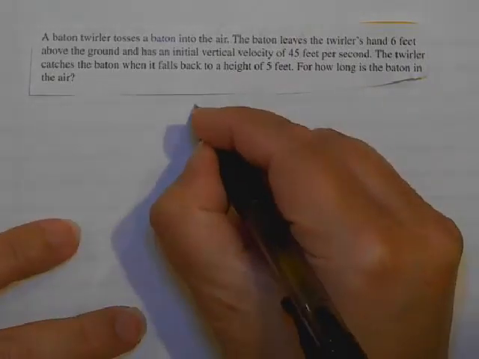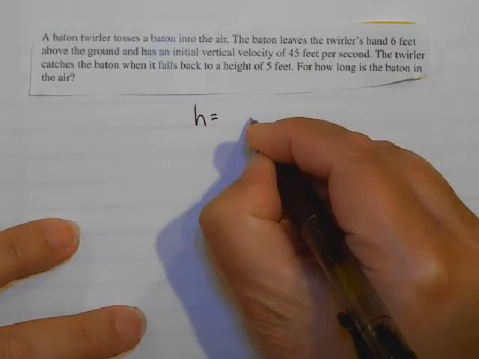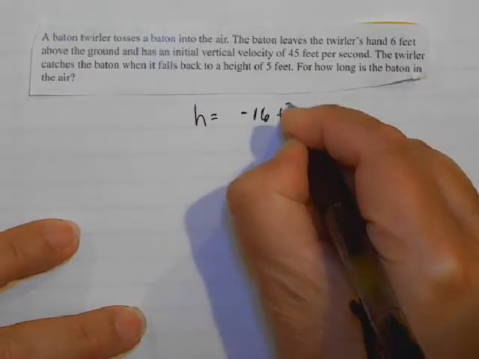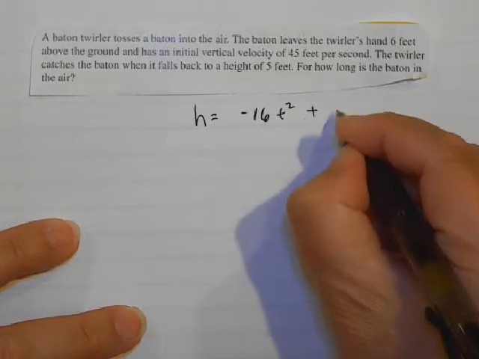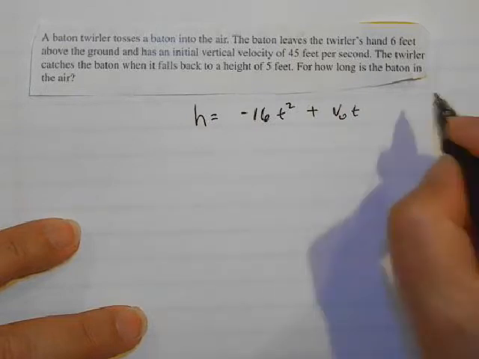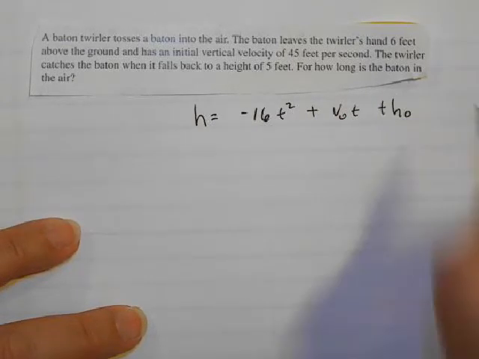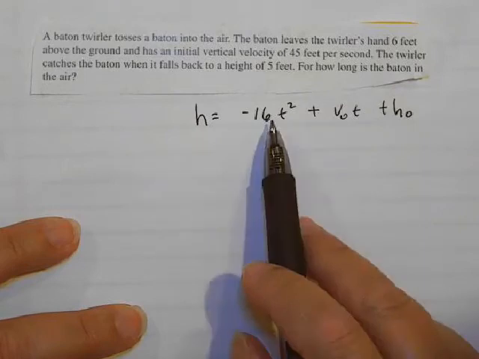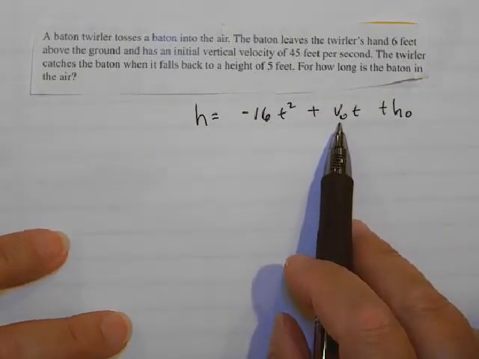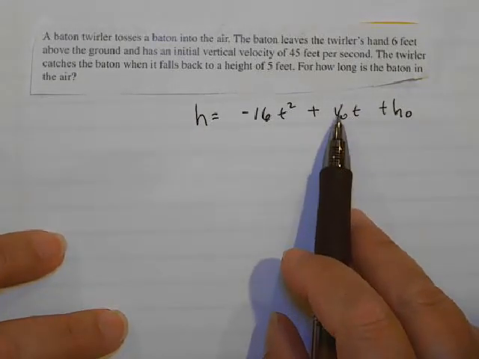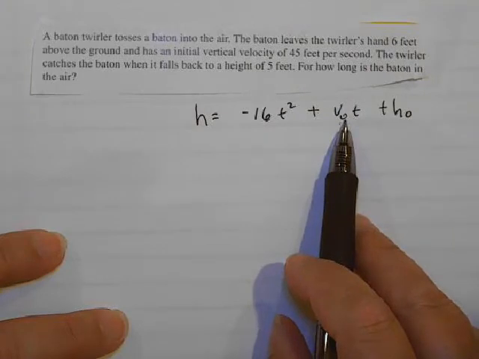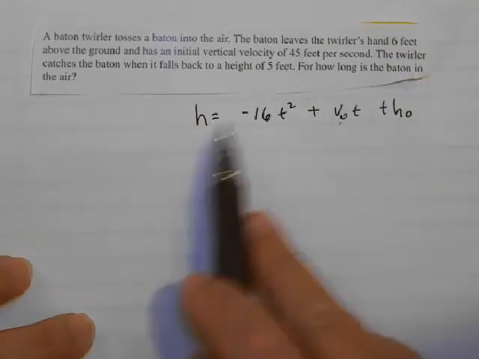And so we're going to use the formula height equals negative 16t squared plus v sub 0 times t plus h sub 0. And anytime you see a formula where you have a sub 0, this means initial. So the sub 0 always means initial or beginning. So this would be the beginning height and this would be the ending height.